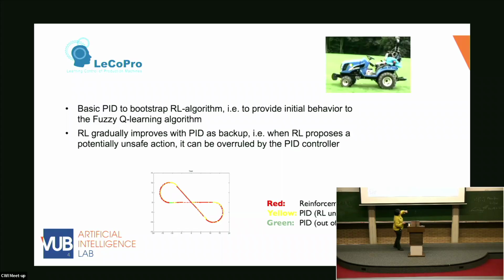Where it is yellow, that's where the RL algorithm would say, well, I'm not convinced about my Q values, basically. So then it was the PID controller taking action. And then the green you see over there is where the RL agent was doing something which was too far away from what the PID controller would propose. So, for safety reasons, it was also overruled.